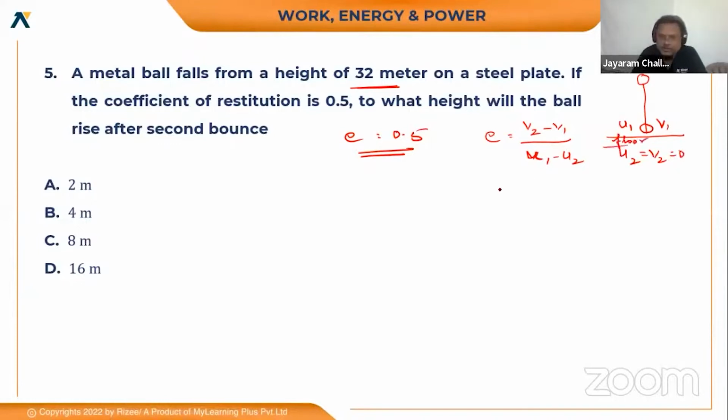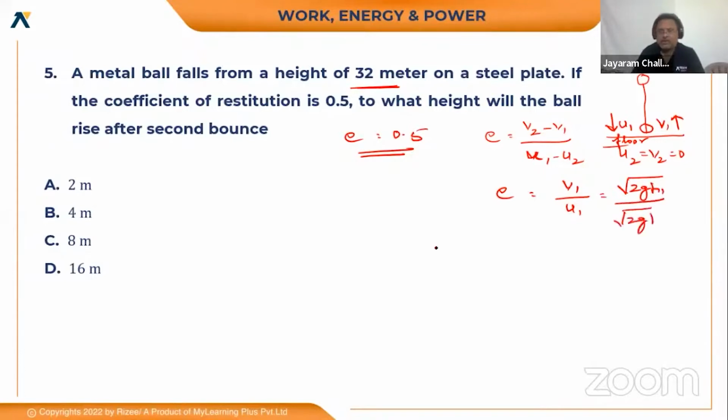So if I substitute, e will be equal to how much? That is v1 by u1. The minus of minus will be cancelled because u1 is in the downward direction and v1 is in the upward direction, so it can be removed here. So what is the value of u1? v1 can be written as root over 2g h1, and the initial height is h.